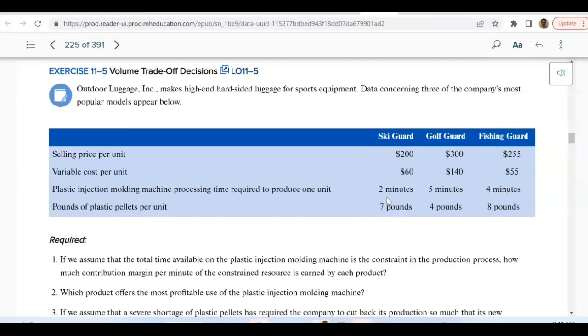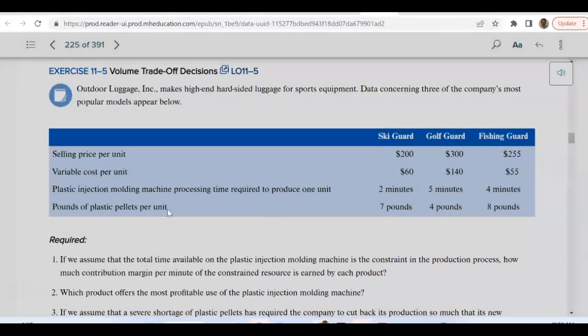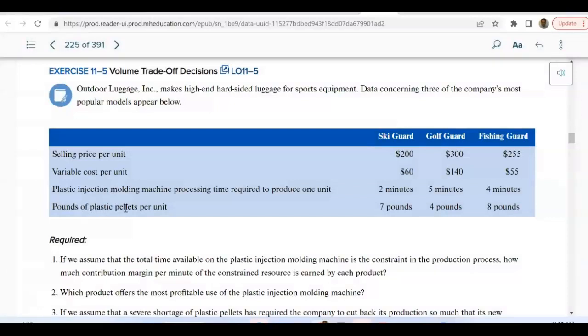Plastic injection molding machine processing time required to produce 1 unit is 2 minutes in ski guard, 5 minutes for golf guard, and 4 minutes for fishing guard. So there's a constraint, and the constraint is the machine that we have in here. So it's very important to see how many minutes each of these products are taking time in production. Pounds of plastic pellet per unit, we need 7 pounds here, 4 pounds there, and 8 pounds for fishing guard.